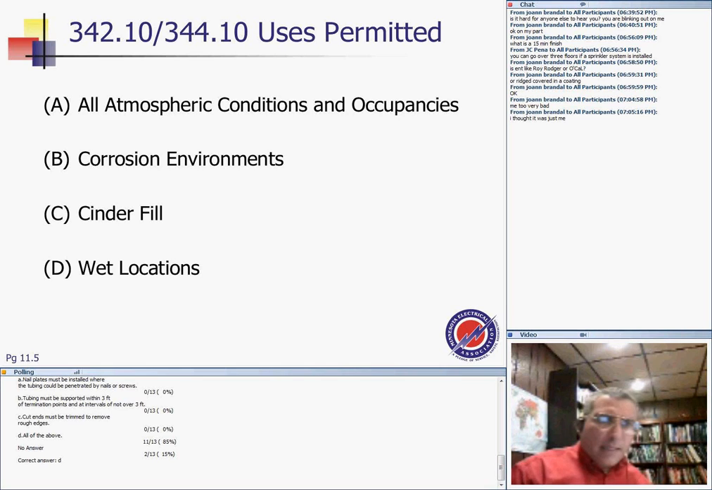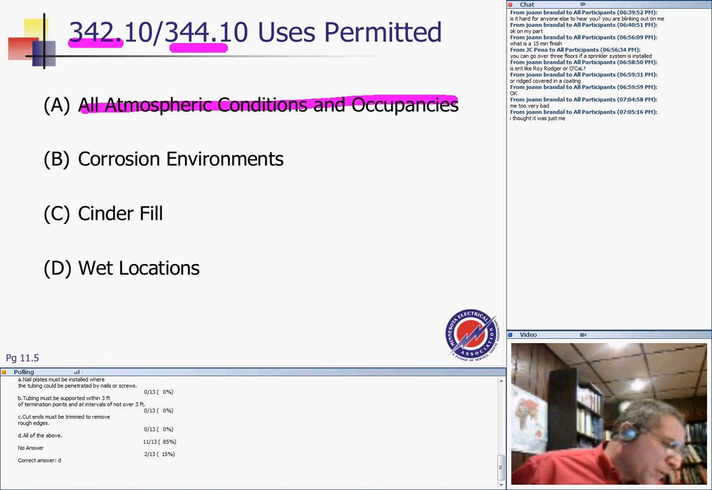Uses permitted. First we're looking at uses permitted, which is completely different, guys, for the IMC and for rigid, and we're looking at both of them. I'm just going to look at the IMC here. It is for all atmospheric conditions and occupancies. You can use it, so it's superior. You can use it almost everywhere. Corrosive environment, no problem, but you have to make sure that it's protected for corrosion. Steel, coated steel, protected for corrosion.